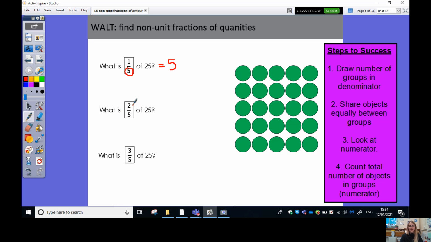So the next one that I'm looking for is 2/5 of 25. Now, as we talked about a moment ago, I don't need to go back and share the objects out again because I've got the same whole and I've got the same denominator, okay? So step 1 and 2 are already done for me. So if I go back, I'm just looking for 2 groups this time.